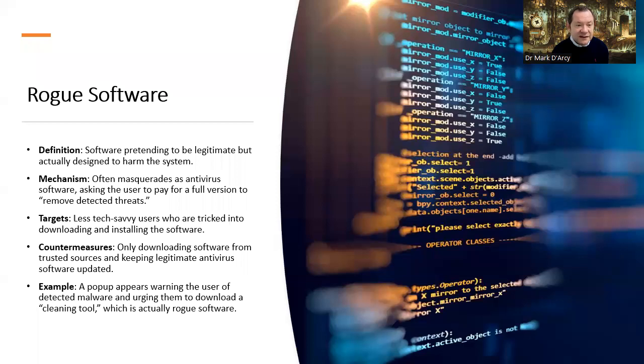Rogue software. This is software pretending to be legitimate, but actually designed to harm the system. Often masquerades as antivirus software, asking the user to pay for a full version to remove detected threats. Targets are less tech-savvy users who are tricked into downloading and installing the software. The countermeasures: only downloading software from trusted sources and keeping legitimate antivirus software updated. Example: a pop-up appears warning the user of detected malware and urging them to download a cleaning tool, which is actually rogue software.